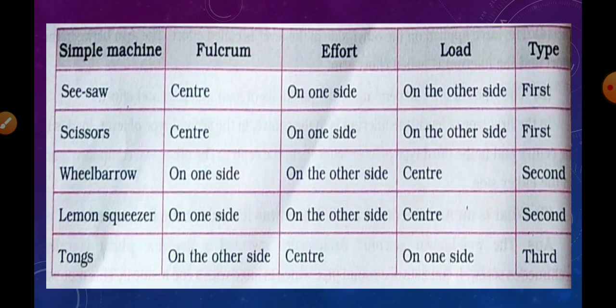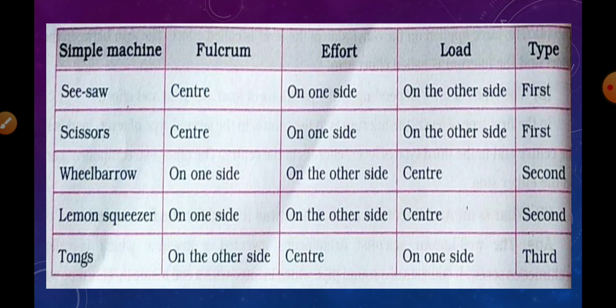See, what are the simple machines? Names of the simple machines given in the passage: seesaw, scissors, wheelbarrow, lemon squeezer and tongs. Seesaw. Where is the fulcrum in seesaw? The center. Effort on one side, load on the other side. Which type of lever is it? First order, because fulcrum is in the center. Understood?